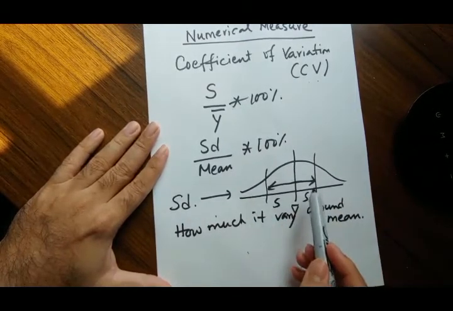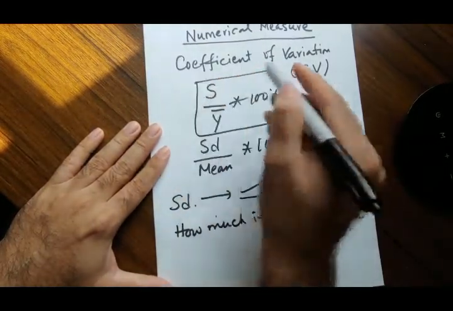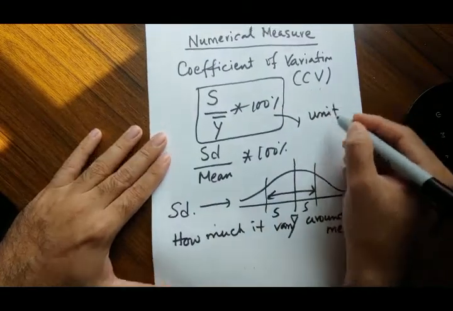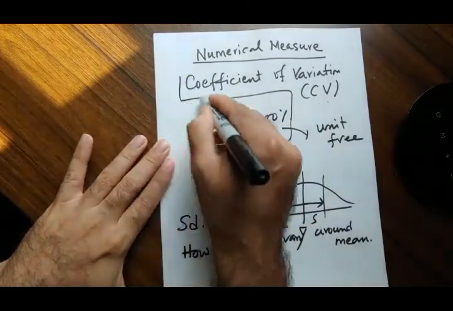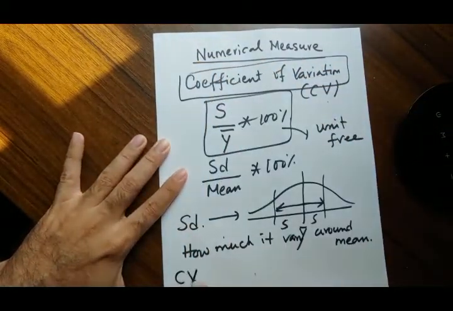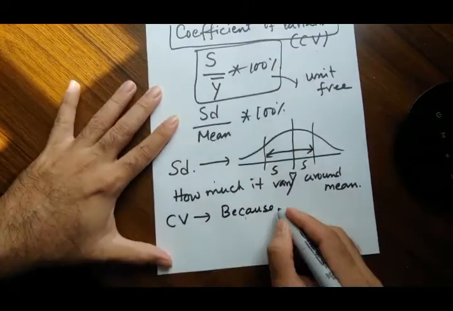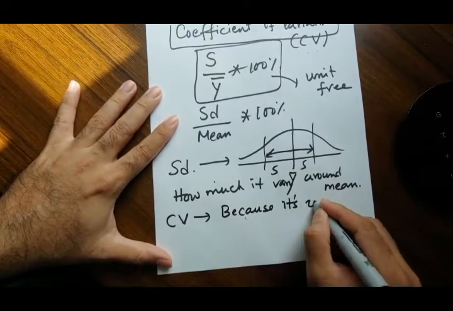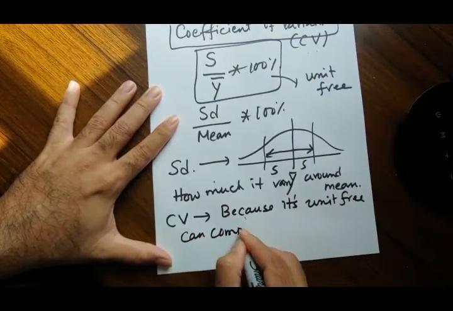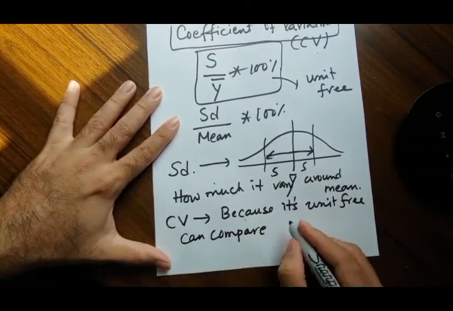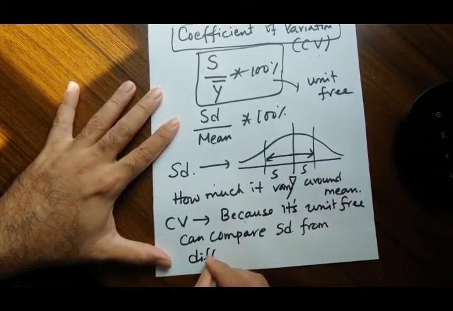But it could be of different units. If it's of different units, we need a measure which is unit free. And this is exactly what the coefficient of variation is. So CV, because it's unit free, can compare standard deviation from different experiments.